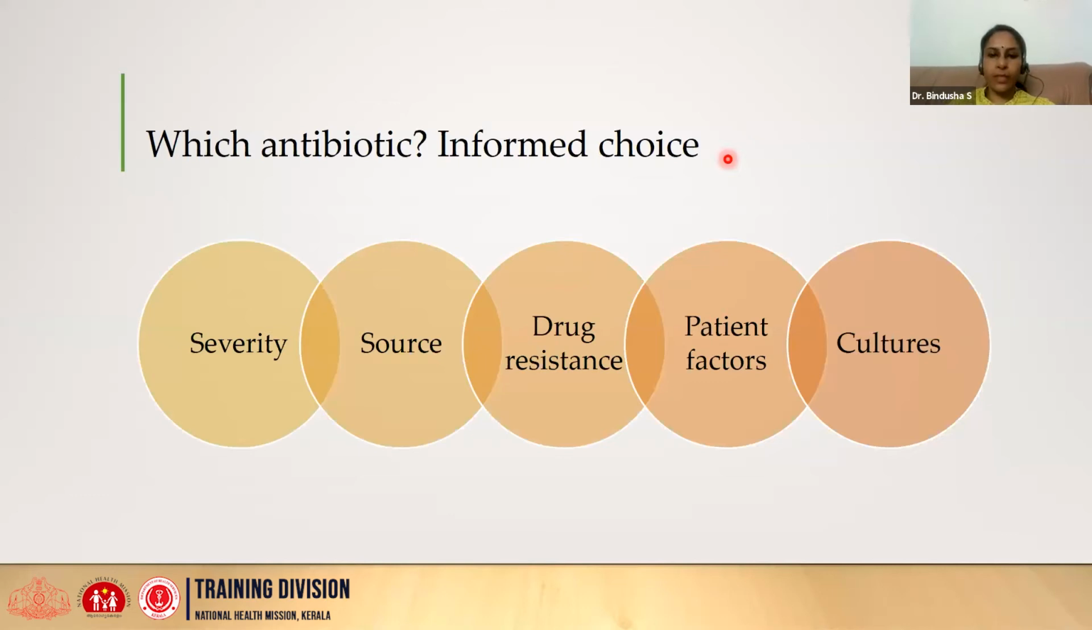So if at all we decide that the child requires an antibiotic, based on the previous criteria, which antibiotic to start is actually an informed choice, which is made by the physician. That depends upon these 5 factors. First one is the severity of the infection and what is the source of the infection, what is the organism producing infection, and what is the chance of our patient having a drug-resistant organism. And some of the patient factors will also decide on our choice of antibiotics, and cultures will definitely decide on our choice of antibiotics. We will see these factors one by one.